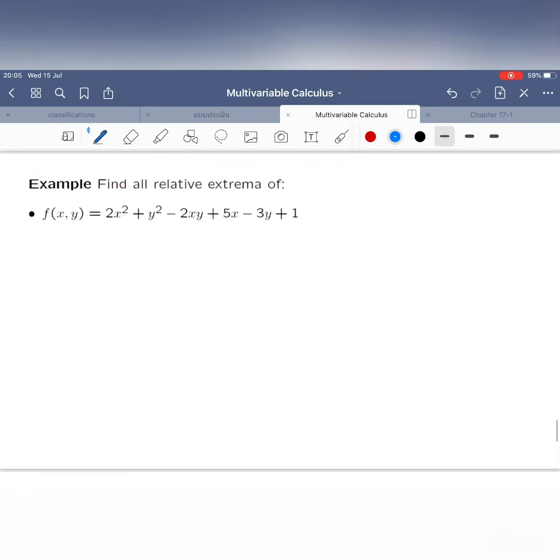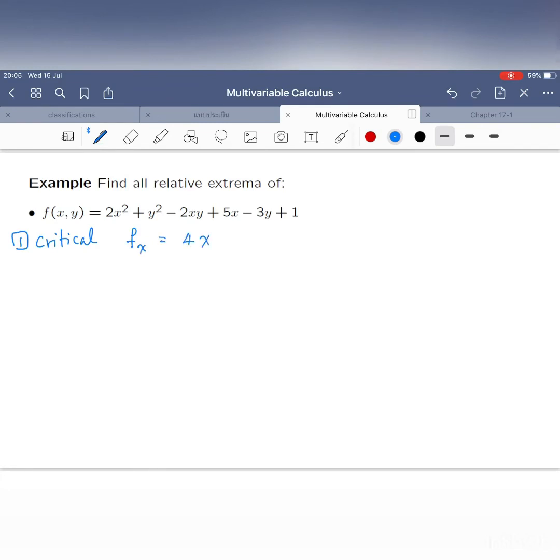So let's look at some more examples, okay. For example, this one, to find the critical point first, then f sub x is calculated to be 4x, okay, minus 2y plus 5, okay, let it equal 0. F sub y is 2y, then 2x minus 3 equals 0.